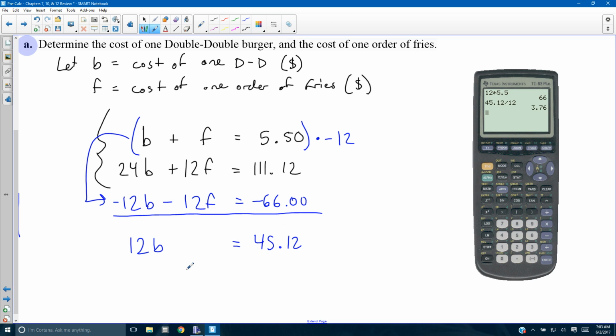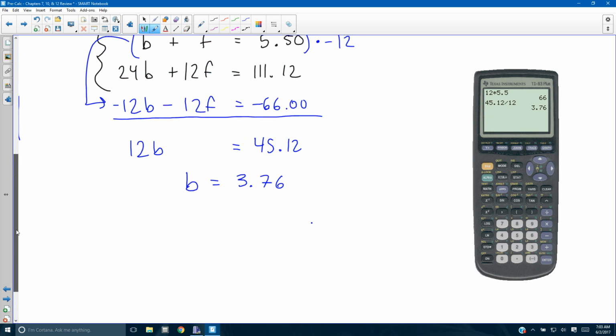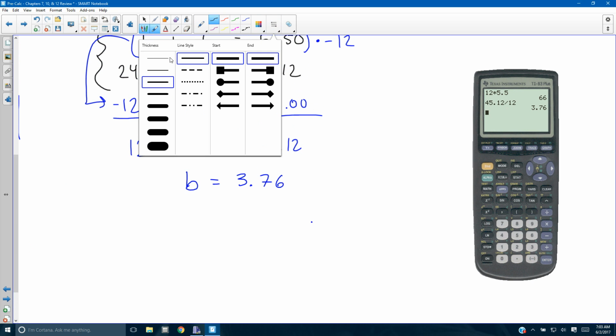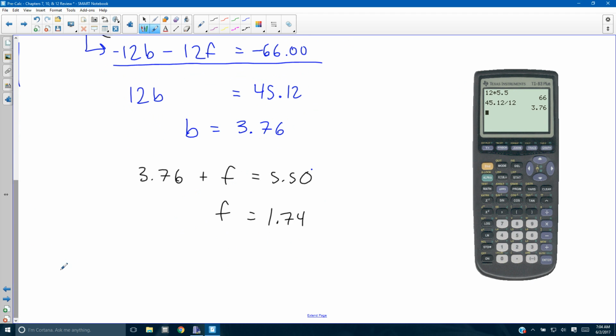That is the cost, apparently, of one double burger. Now I can use that to solve for F, the cost of one order of fries there. We have B plus F, I see the one on top. B plus F equals 550. So 3.76 plus F is 550. So subtract 376, that'll be $1.74, 1.74 right there.